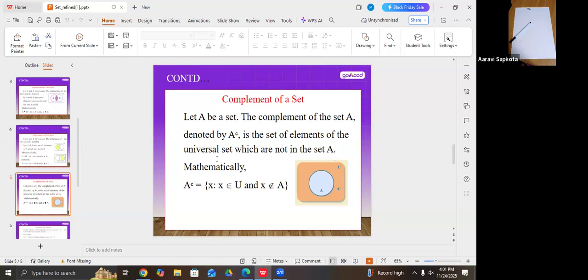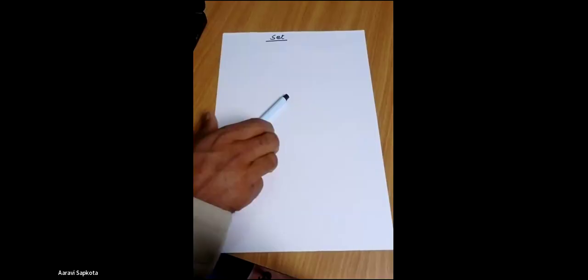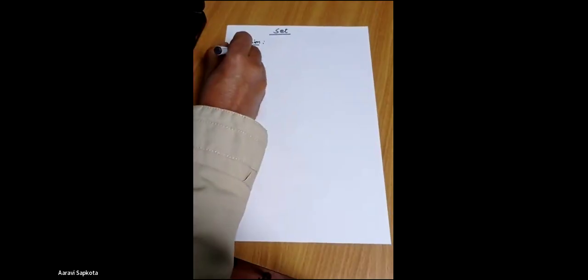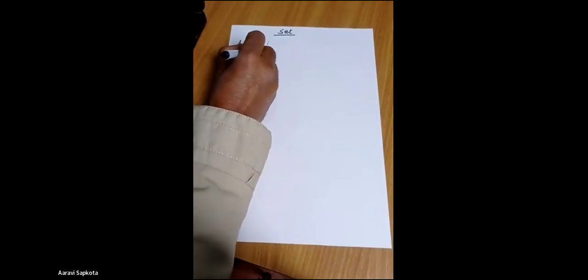So now I will stop share for some time. Now let us see. The first operation is union. What is that? I have just described. Union of two sets is the set of those elements which belong either to A or to B or to both. And the second is intersection.